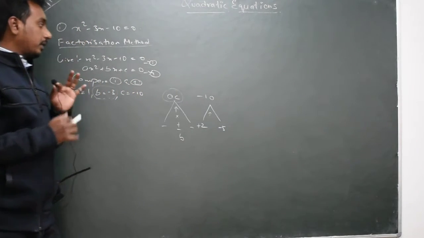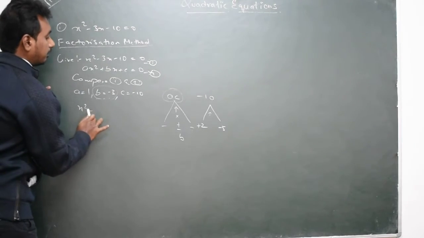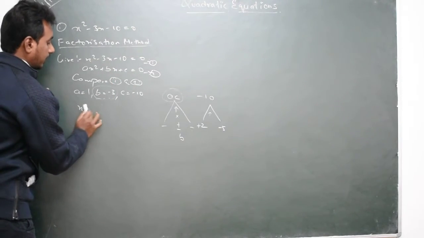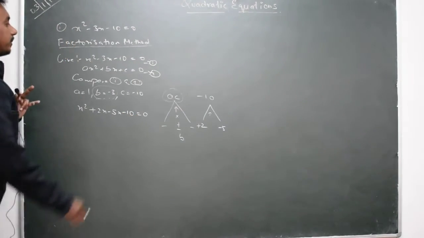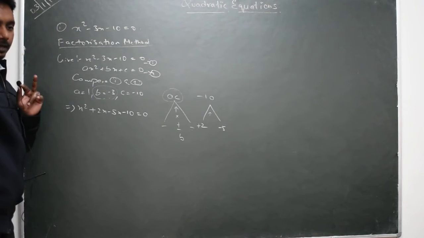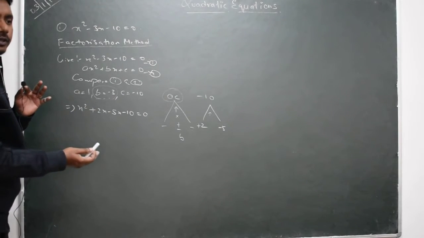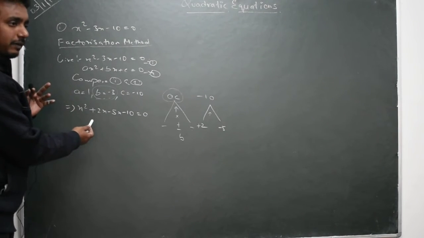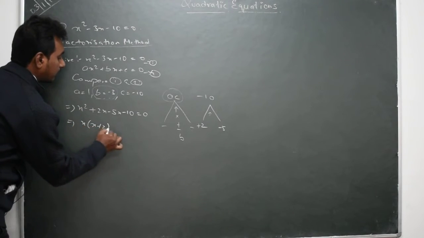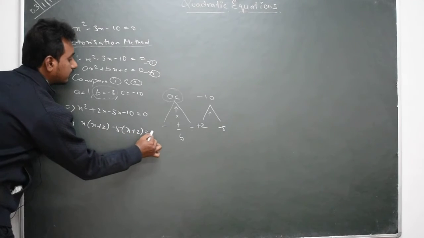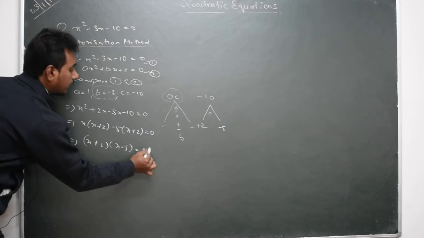Now, once we get this, in place of minus 3x, we can write x square plus 2x minus 5x minus 10 equal to 0. In place of minus 3x, we are writing 2x minus 5x. What is 2x minus 5x? Minus 3x, correct? The equation is still the same. Now, take x common from the first two terms: x into x plus 2. Take minus 5 common from the last two: minus 5 into x plus 2, equal to 0. So x plus 2 into x minus 5 equal to 0.